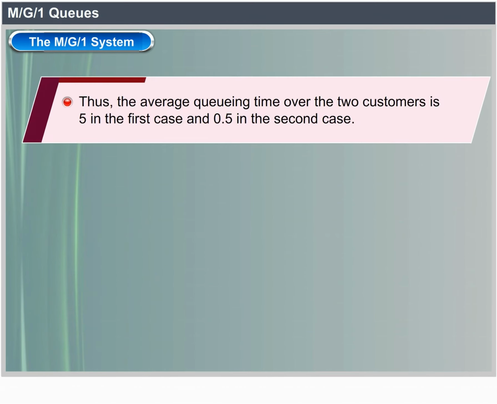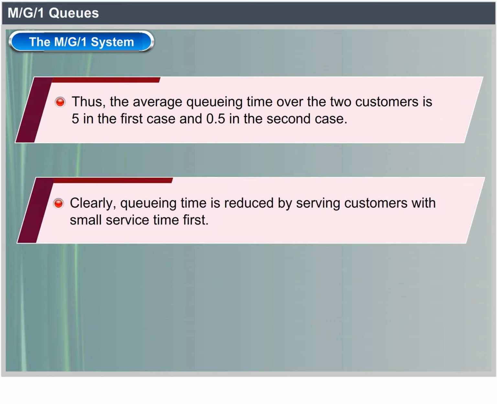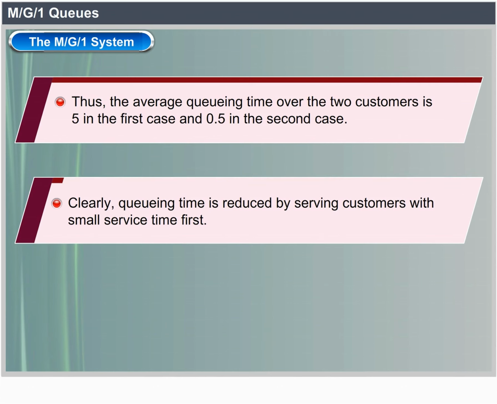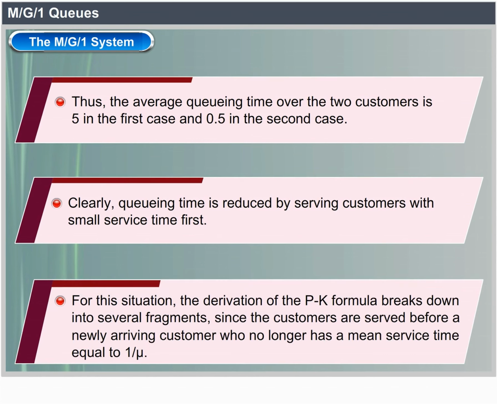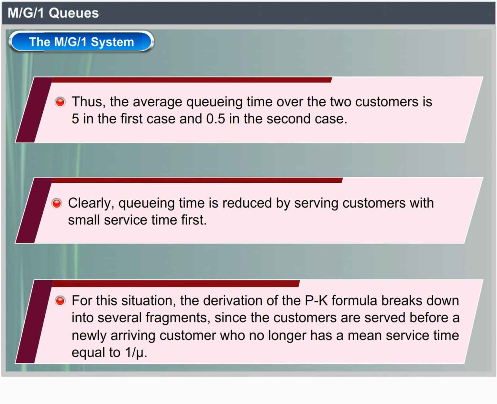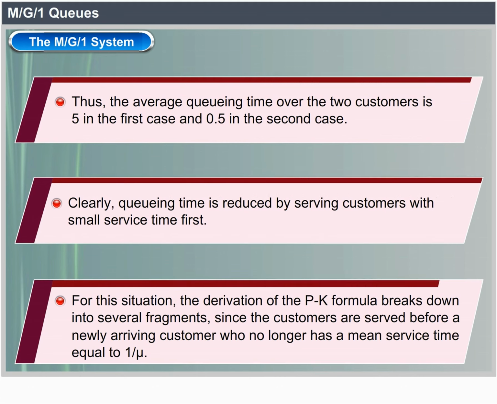Thus, the average queuing time over the two customers is 5 in the first case and 0.5 in the second case. Clearly, queuing time is reduced by serving customers with small service time first. For this situation, the derivation of the PK formula breaks down since the customers that will be served before a newly arriving customer no longer have a mean service time equal to 1/mu.